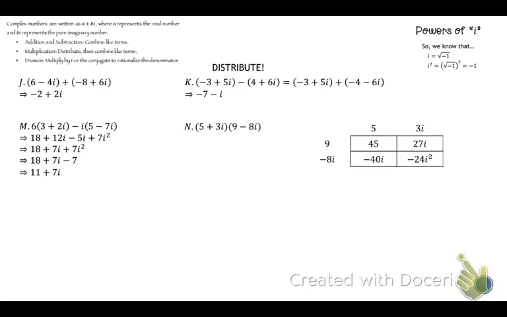9 times 5 is 45. 9 times 3i is 27i. Negative 8i times 5 is negative 40i. And 3i times negative 8i is negative 24i squared. Now remember that i squared, we have to plug in negative 1. So that's going to be negative 24 times negative 1. Boom, that's where you get that 24.